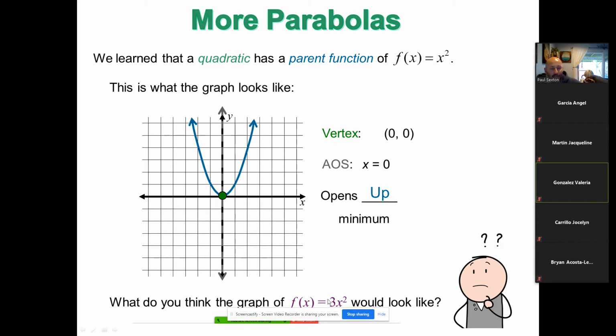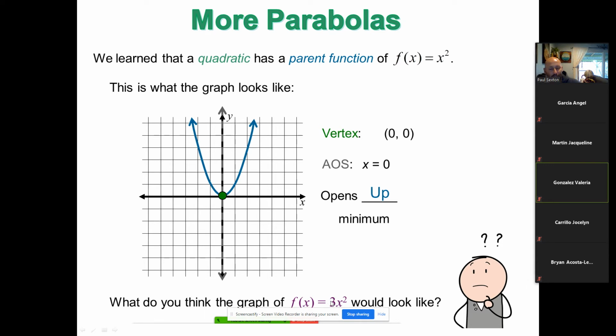But what happens here is this 3 is going to make your graph steep. It's going to make it skinny. The parent function has this pattern. Watch this pattern, I'm going to go back one. If you go over 1, it goes up 1. You go over 1 again, it goes up 3. You go over 1 again, it goes up 5. That's true for the parent function.